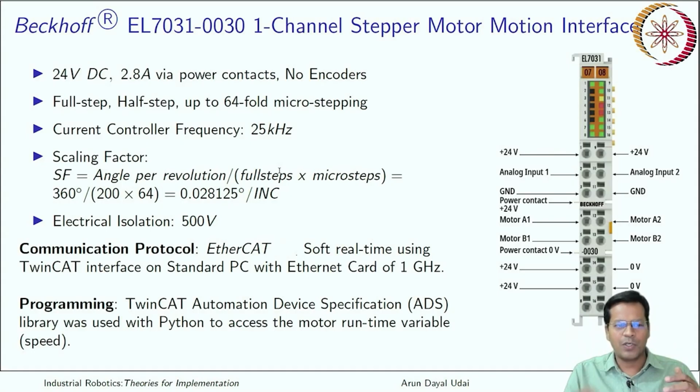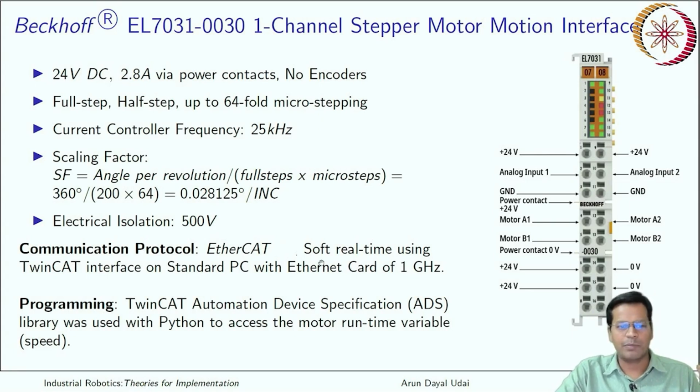Okay, so the total number of microsteps is 200 times 64. Pole to pole is 200 different poles for 360 degrees. So yes, it can move at almost 0.028125 degrees per increment. Okay, so electrical isolation is there, and it is IP certified.